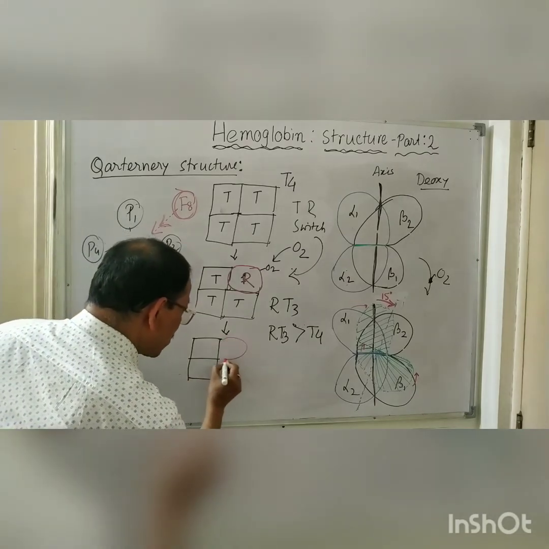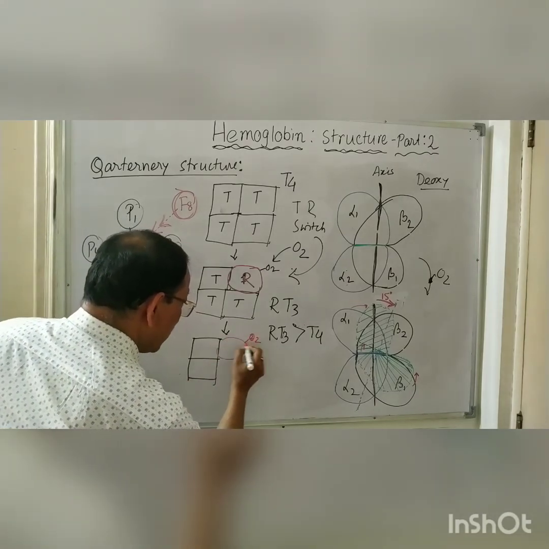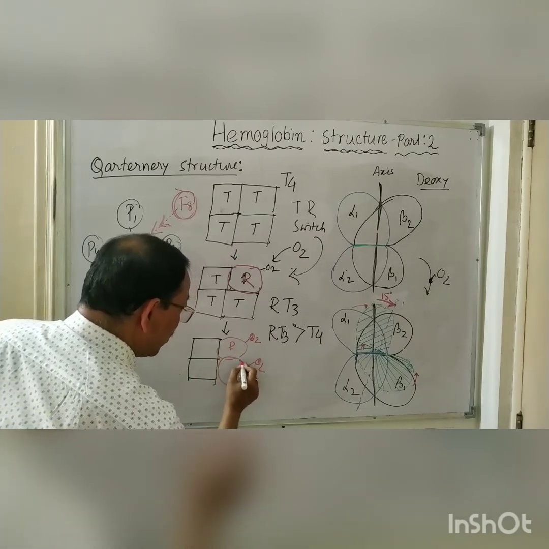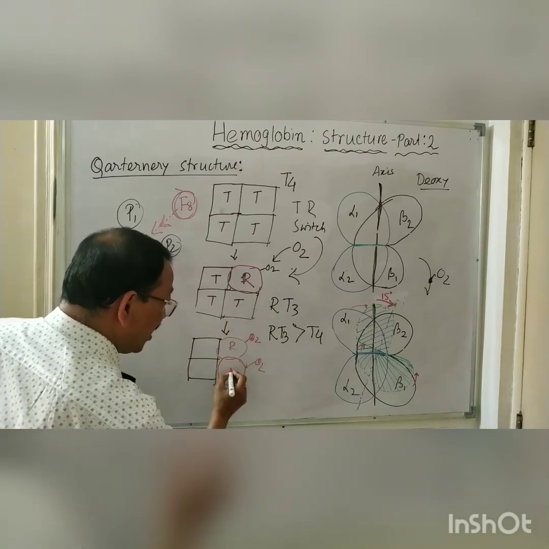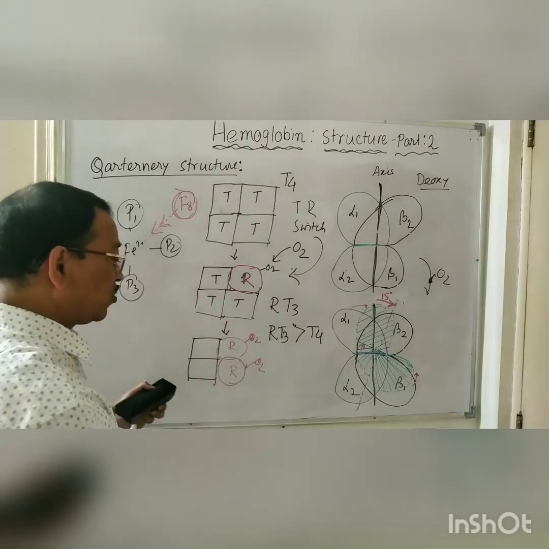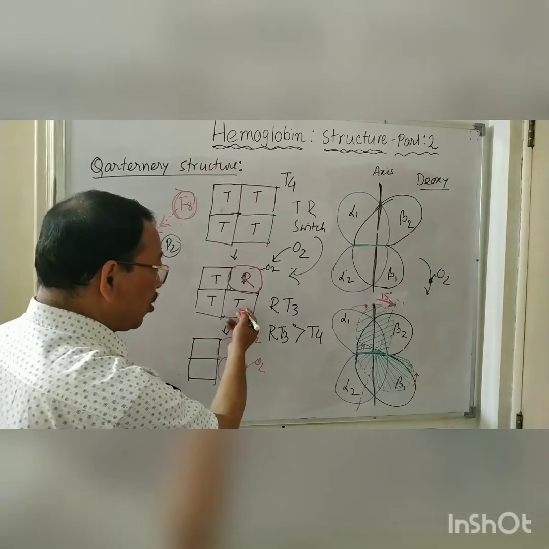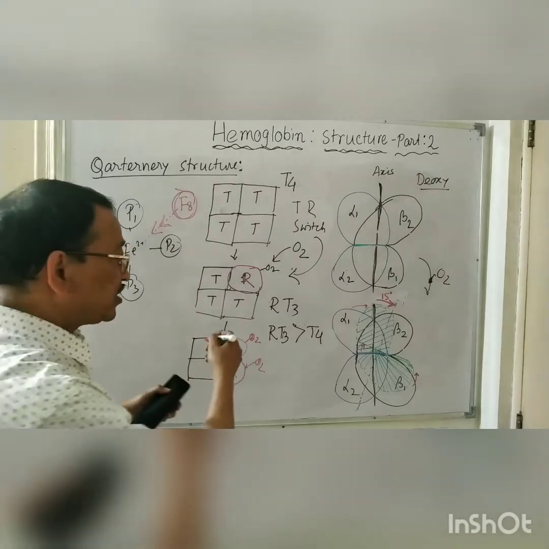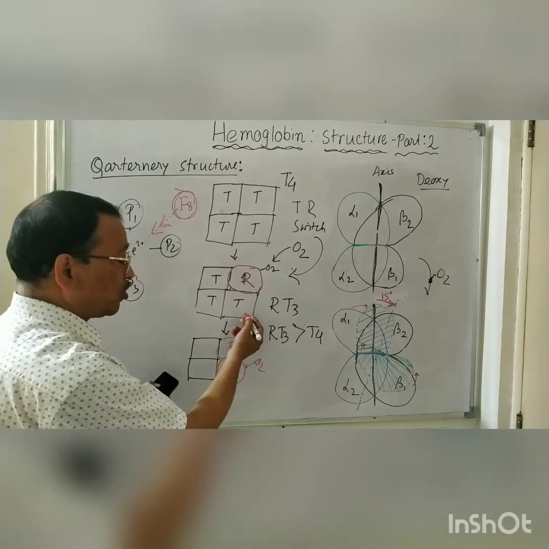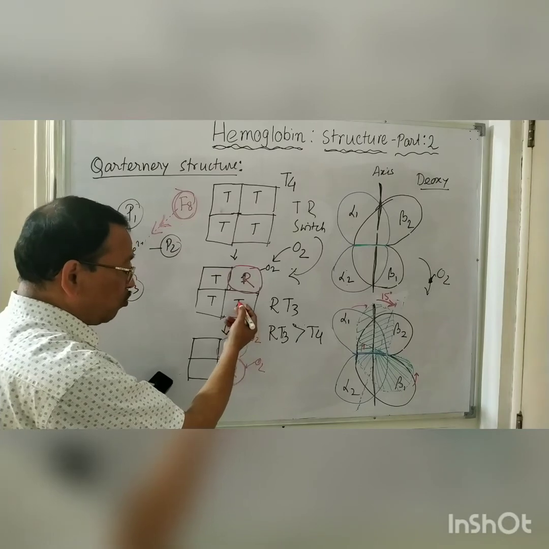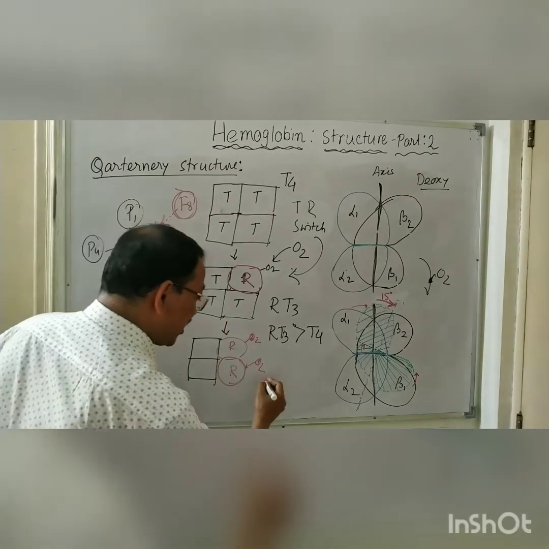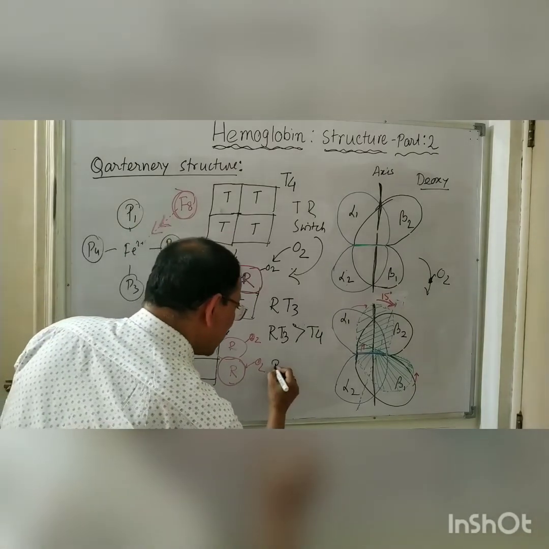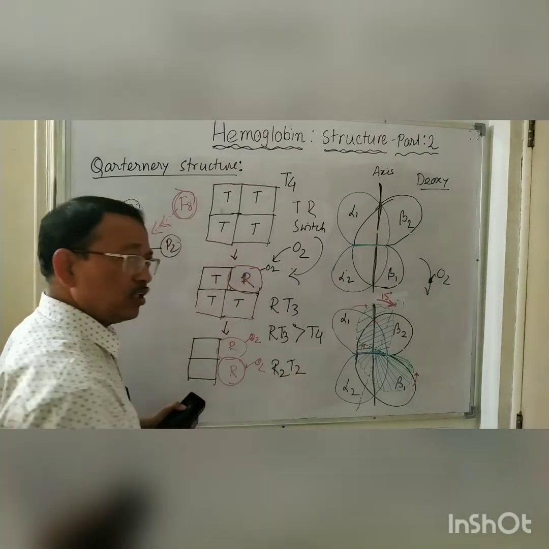So this is the first oxygen. Now the second oxygen will bind with another T form of the globin molecule, and then this T molecule will be converted to the R state, the relaxed state. So the second T state of the hemoglobin molecule will be converted to the R state. So the resultant effect will be R2T2.